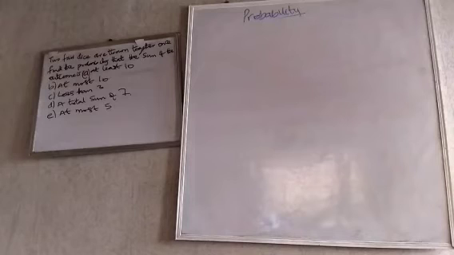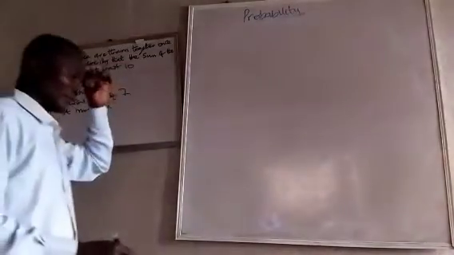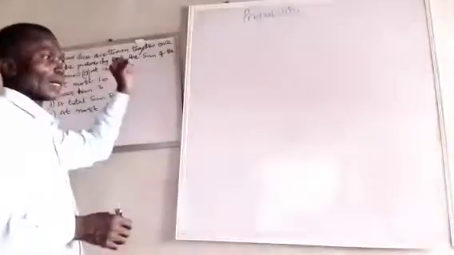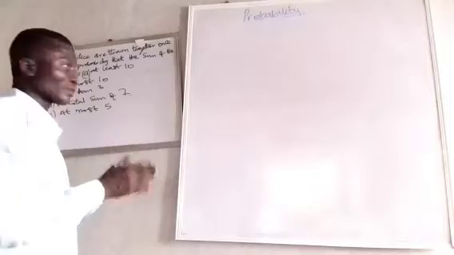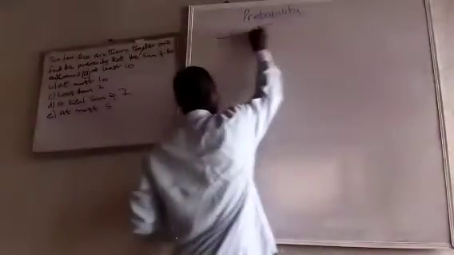2 fair dice are thrown together. Find the probability that the sum of the outcome is A, at least 10, B, at most 10, C, less than 3, D, a total of 7, E, at most 5. Because there are so many sub-questions, the best thing is to draw a table about the sum of the outcomes of the throwing of 2 dice together. So we are going to have something like this.